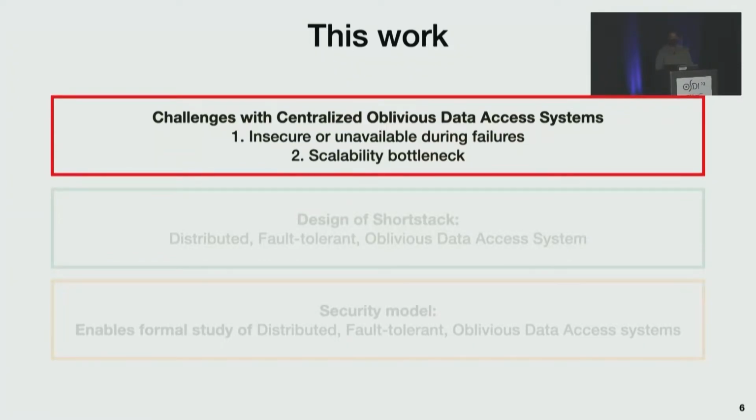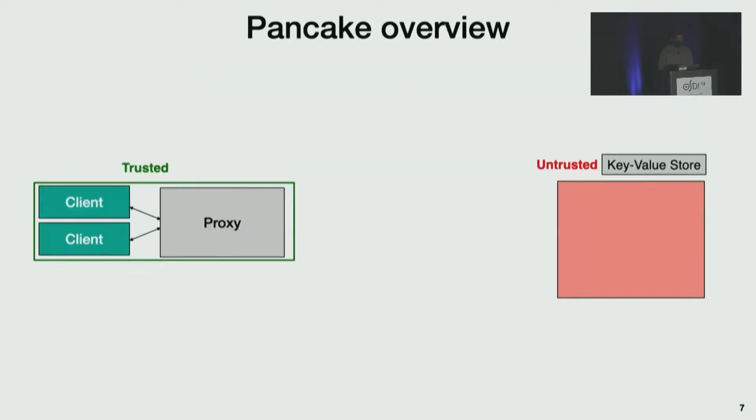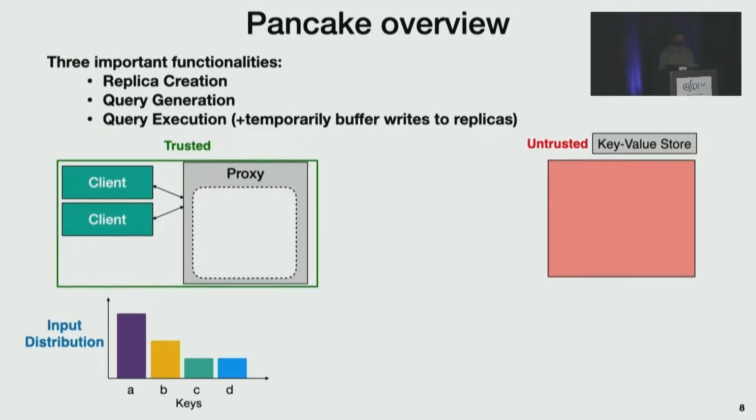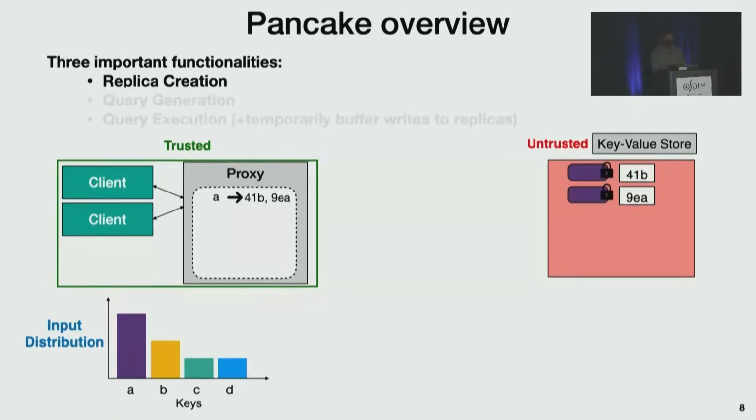Now, on to the challenges with centralized oblivious data access systems. We'll use Pancake as an example. To that end, let me give a brief overview of Pancake. Pancake is a centralized stateful system which flattens an input distribution to an output distribution. There are three important functionalities for Pancake. First, it creates replicas for the underlying keys. So the key A is most popular. It creates two replicas which are encrypted and look random to an adversary. Similarly, it creates one replica for keys B, C, and D, and so forth.